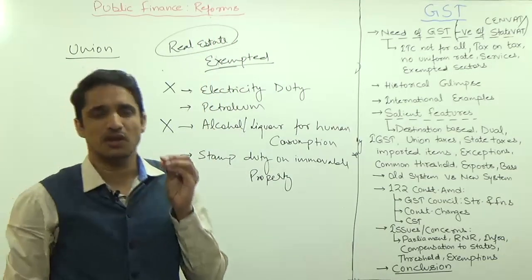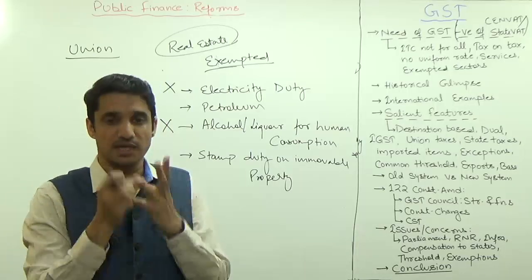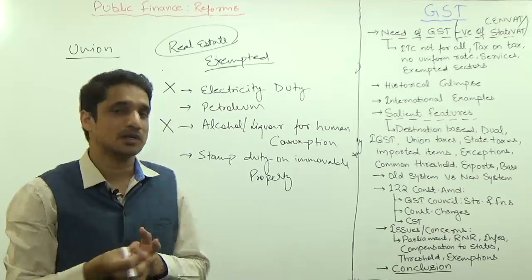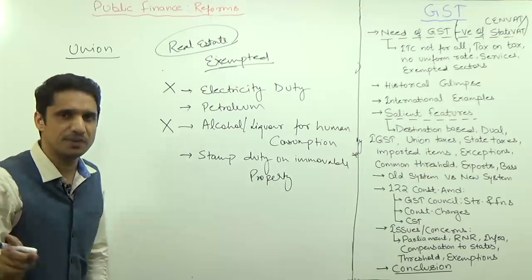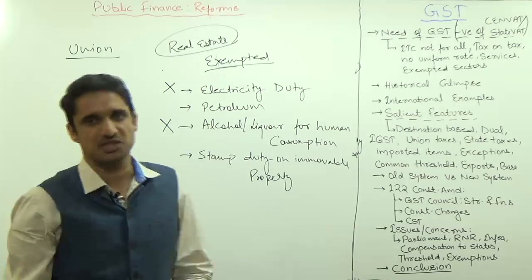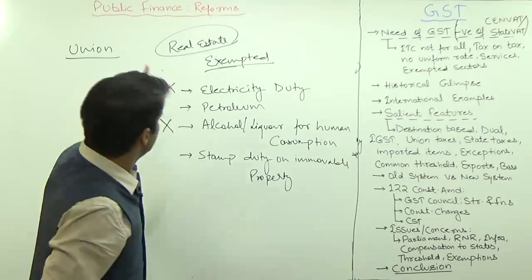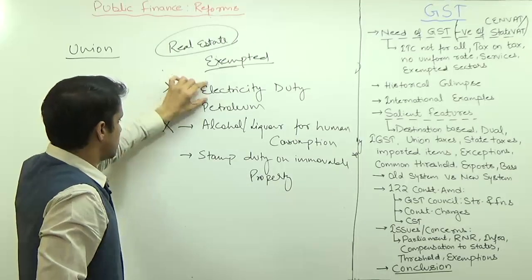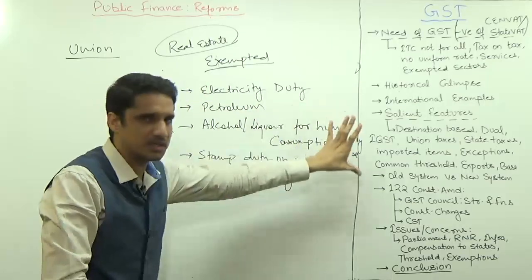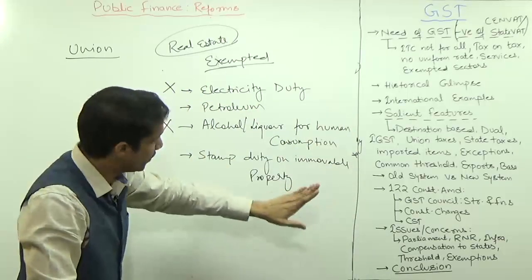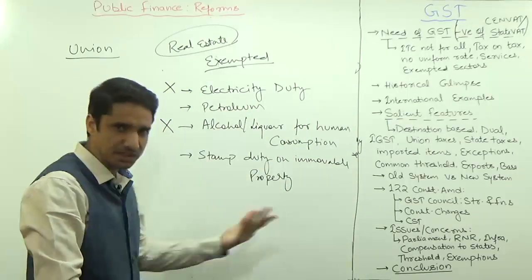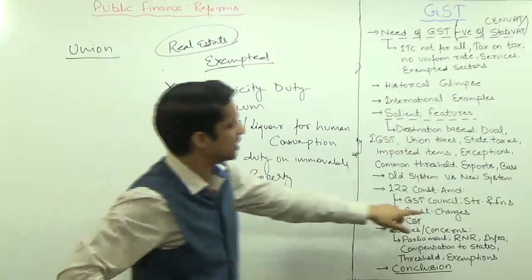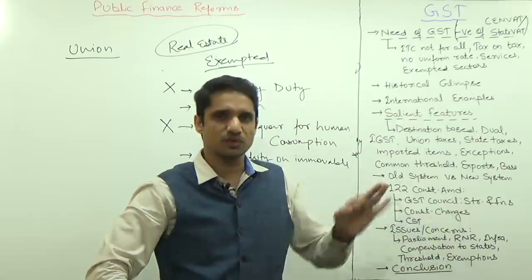So GST will not be there for only three items. As of now, I am telling you, because it is still a bill, it has not been passed by the parliament, but as per the existing system, there will be an exemption list from GST that will be for real estate, electricity and alcohol for human consumption. Except this, everything will come under GST. When it will come, that will be decided by the GST council, but of course that will come.